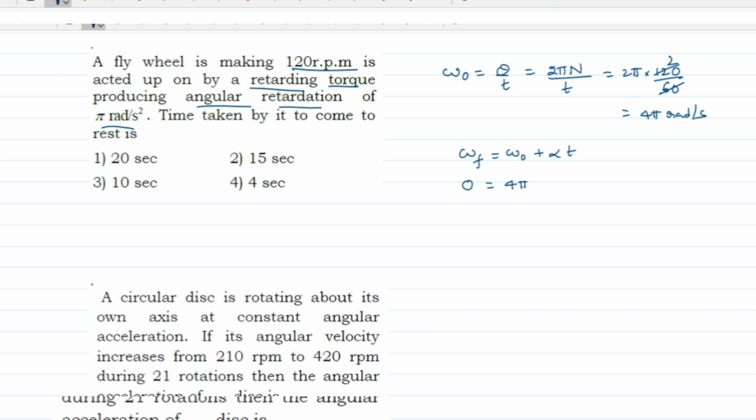The retardation is given, so instead of alpha it is minus pi radian per second square. So you can take minus pi into t. So 4 pi equals pi into t, and pi gets cancelled. Then t equals 4 seconds.